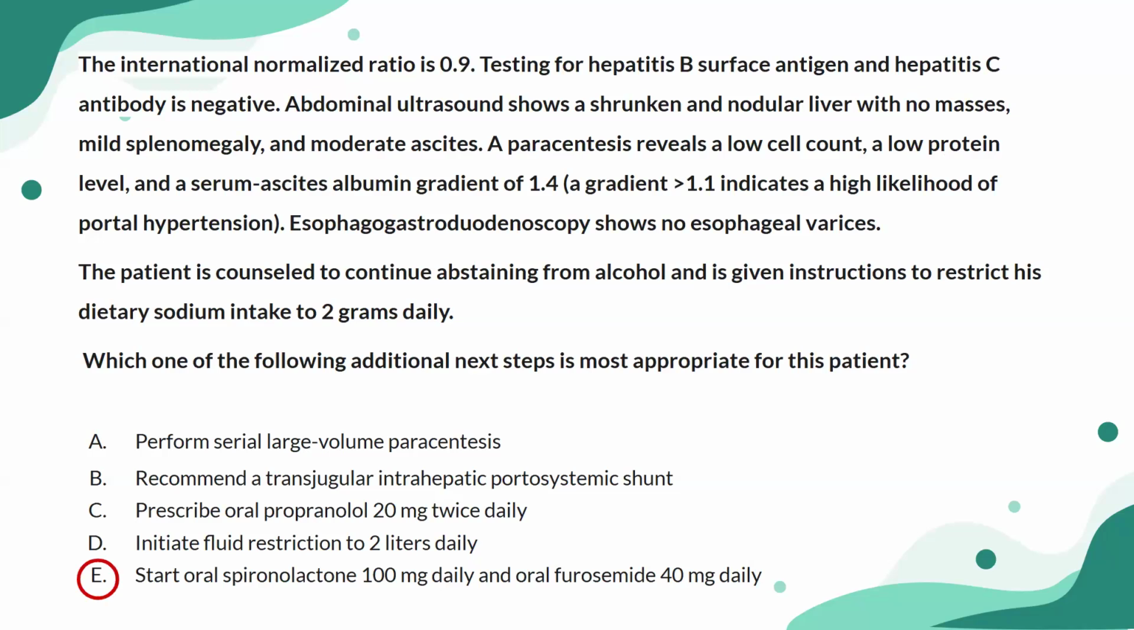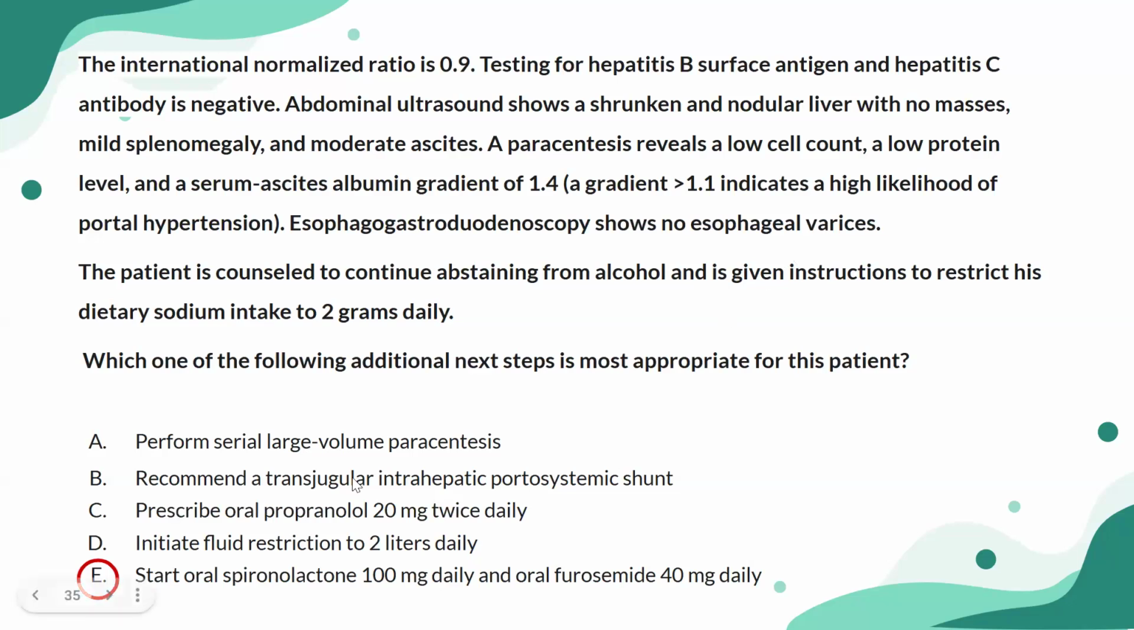When you perform serial large volume paracentesis, it's mostly for patients that have a very severe ascites, or patients that have refractory ascites. This patient, they definitely do mention a more moderate ascites, and he doesn't have the worst symptoms. He doesn't have esophageal varices, for instance. He doesn't have any hepatic encephalopathy, for instance. So really, his disease is not very advanced.